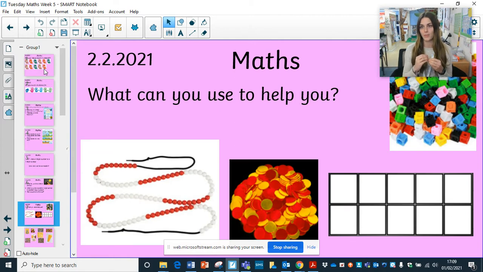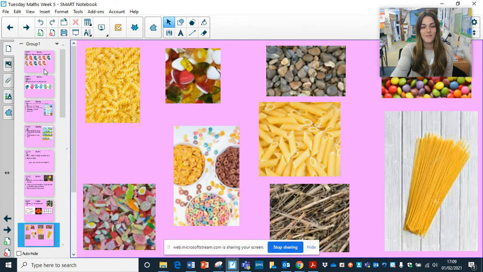So what can you use to help you? Here are some objects that we use regularly at school. We've got our cubes, our tens frames, our bead strings, our counters, any of those sorts of things. They are manipulatives, resources that support us with our counting. However, being at home, you might not have some of these objects. This is where you can be creative, which I know many of you have been, and use some objects that you can find around your home. Something like pasta, sweets, cereal, stones, sticks, or even things like cars if you have enough, or Lego pieces, or dolls. Anything you like to support you with your adding.